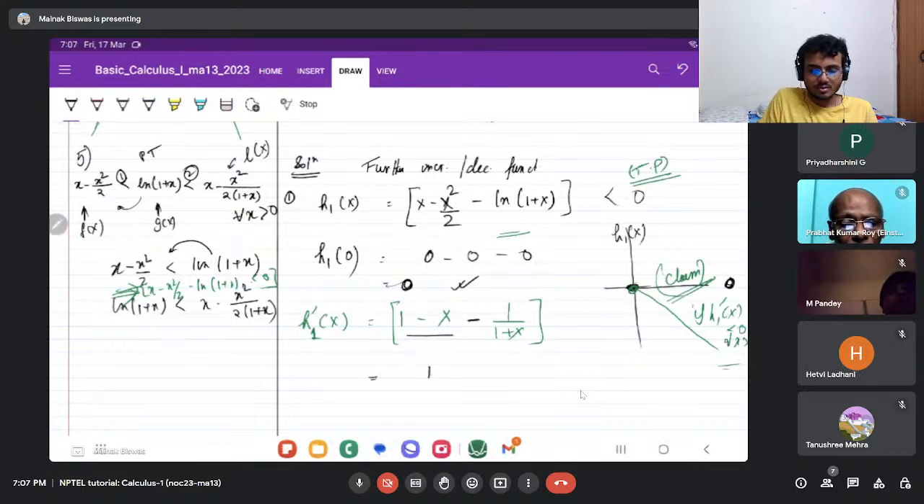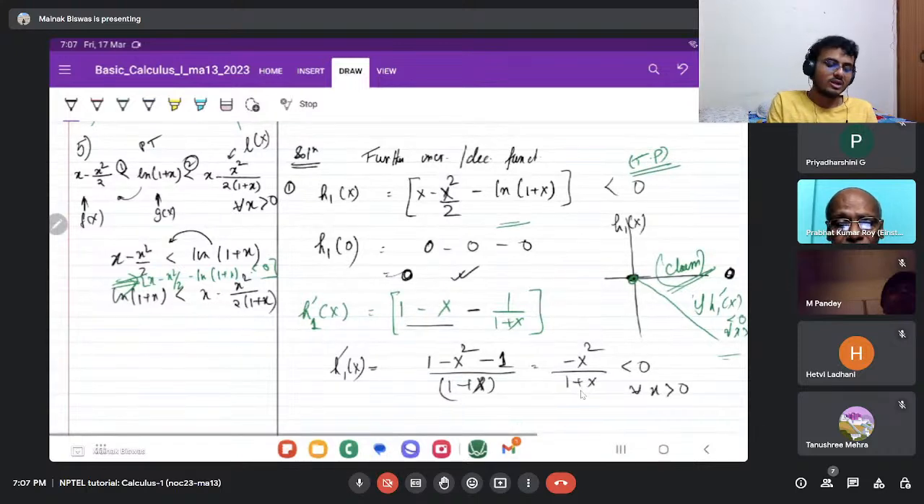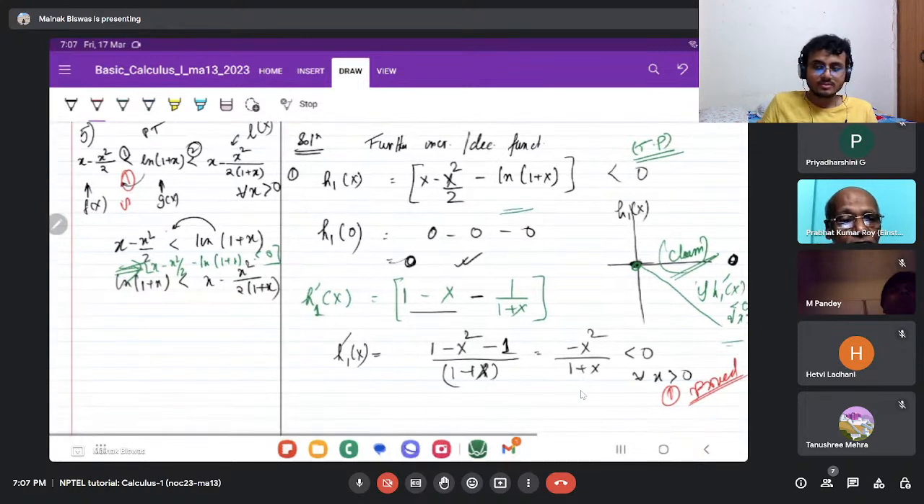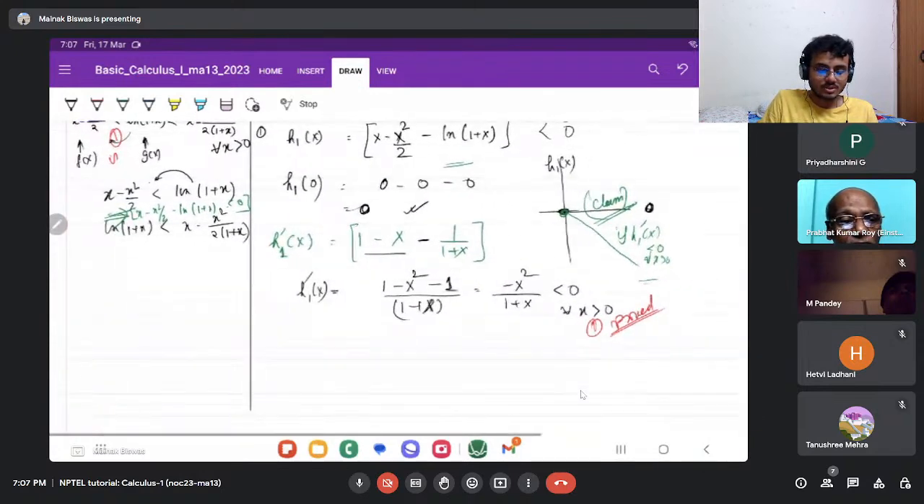I think we can. 1 minus x minus 1 by 1 plus x is h dash of x, right? Yes, sir. So what does it mean? It is minus x squared by 1 plus x, which is less than 0 for all x greater than 0, agreed? So the first inequality is proved. Right, sir. The second inequality also we can prove in a similar way. Now someone will tell me how to do the second inequality. I will not do this.